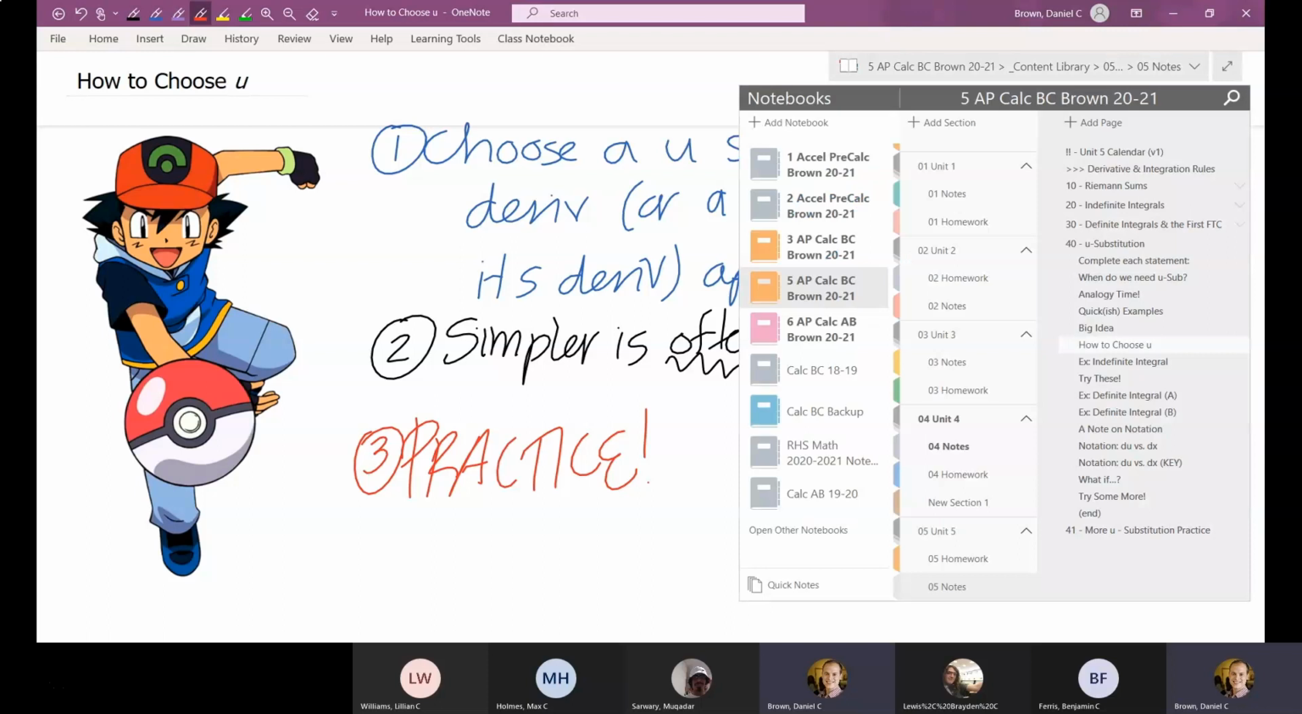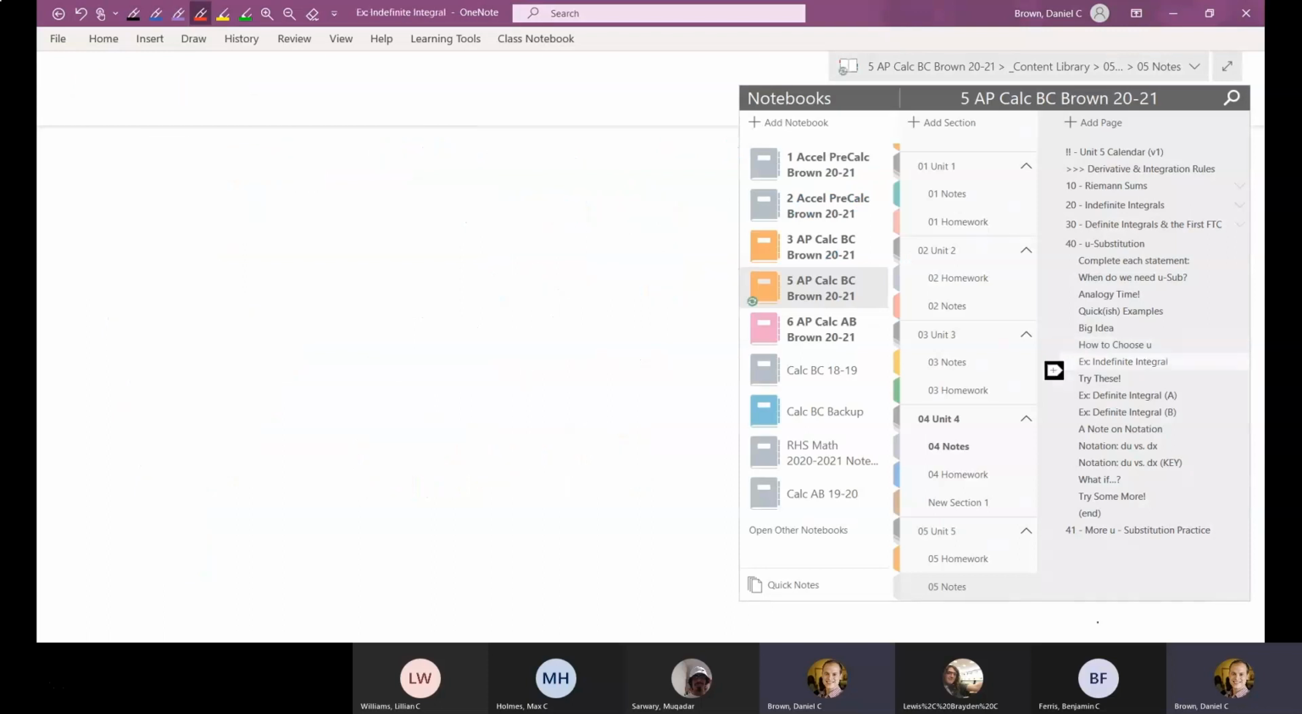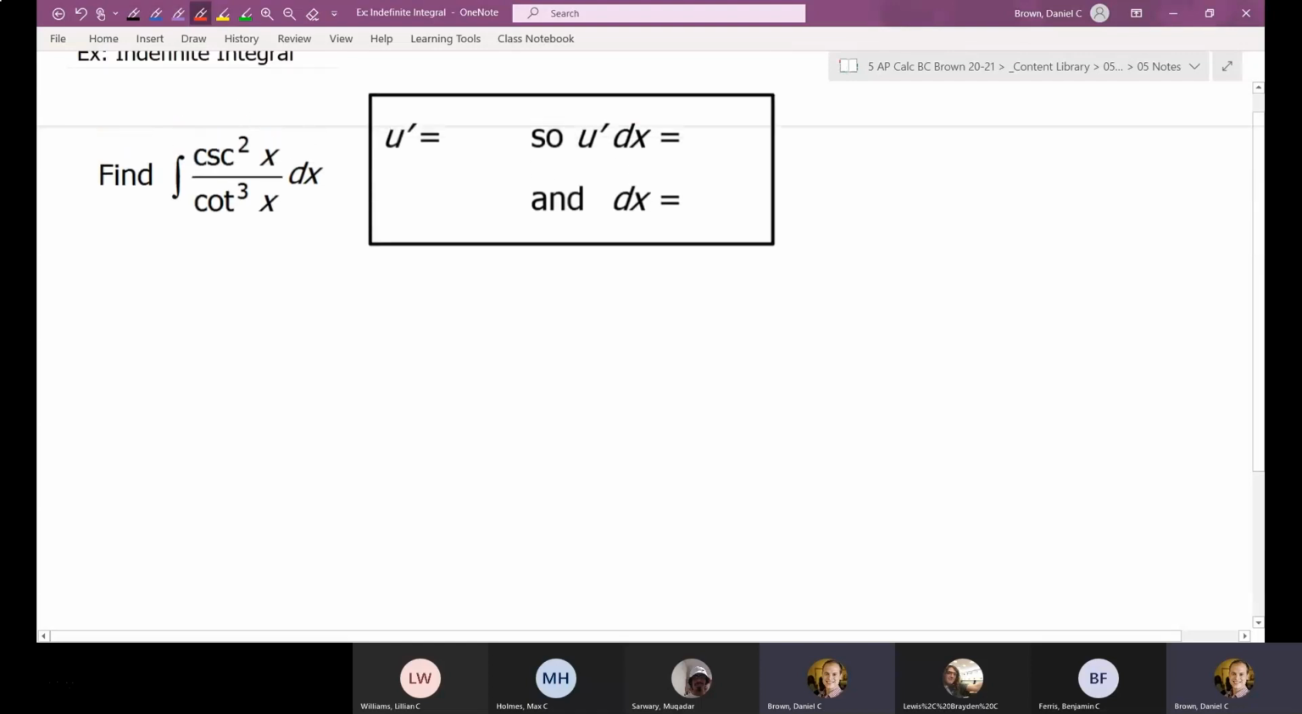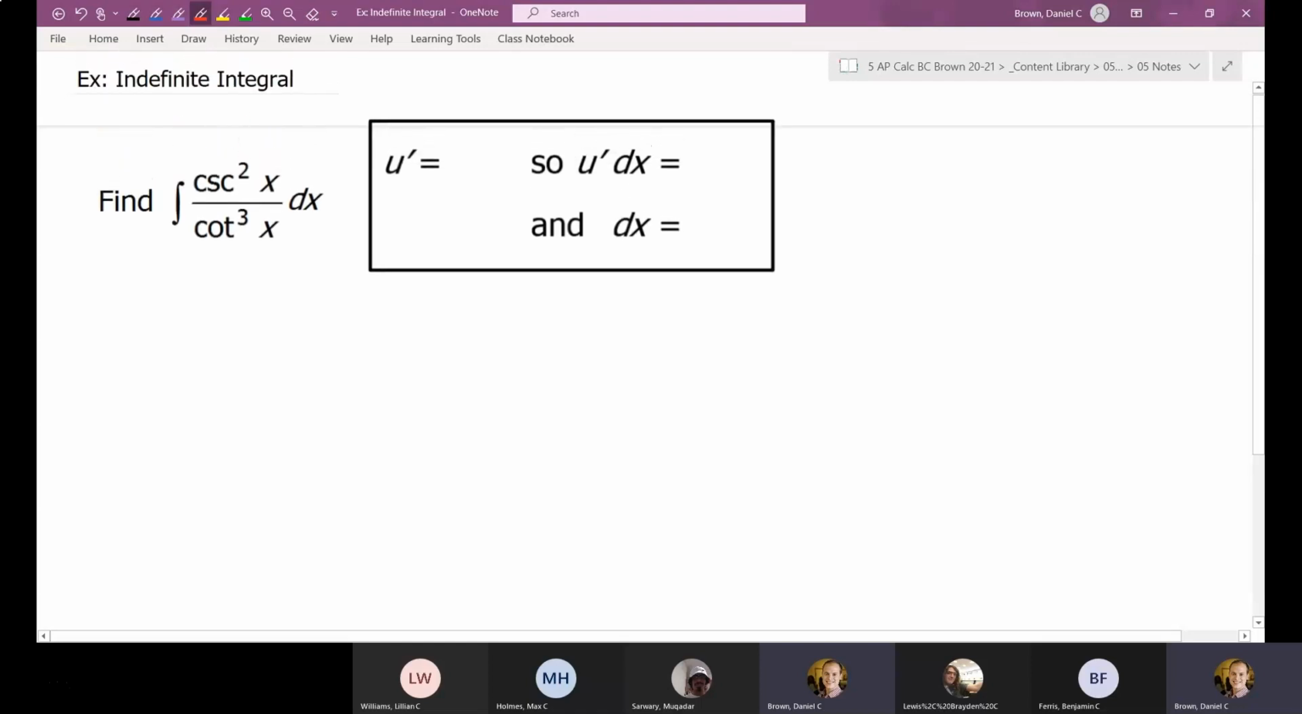So for the first example, so I can show you the full process, I'm going to start with an indefinite integral. We'll be looking at u substitution for both indefinite and definite integrals. And so I want us to integrate cosecant squared of x all over cotangent cubed of x.